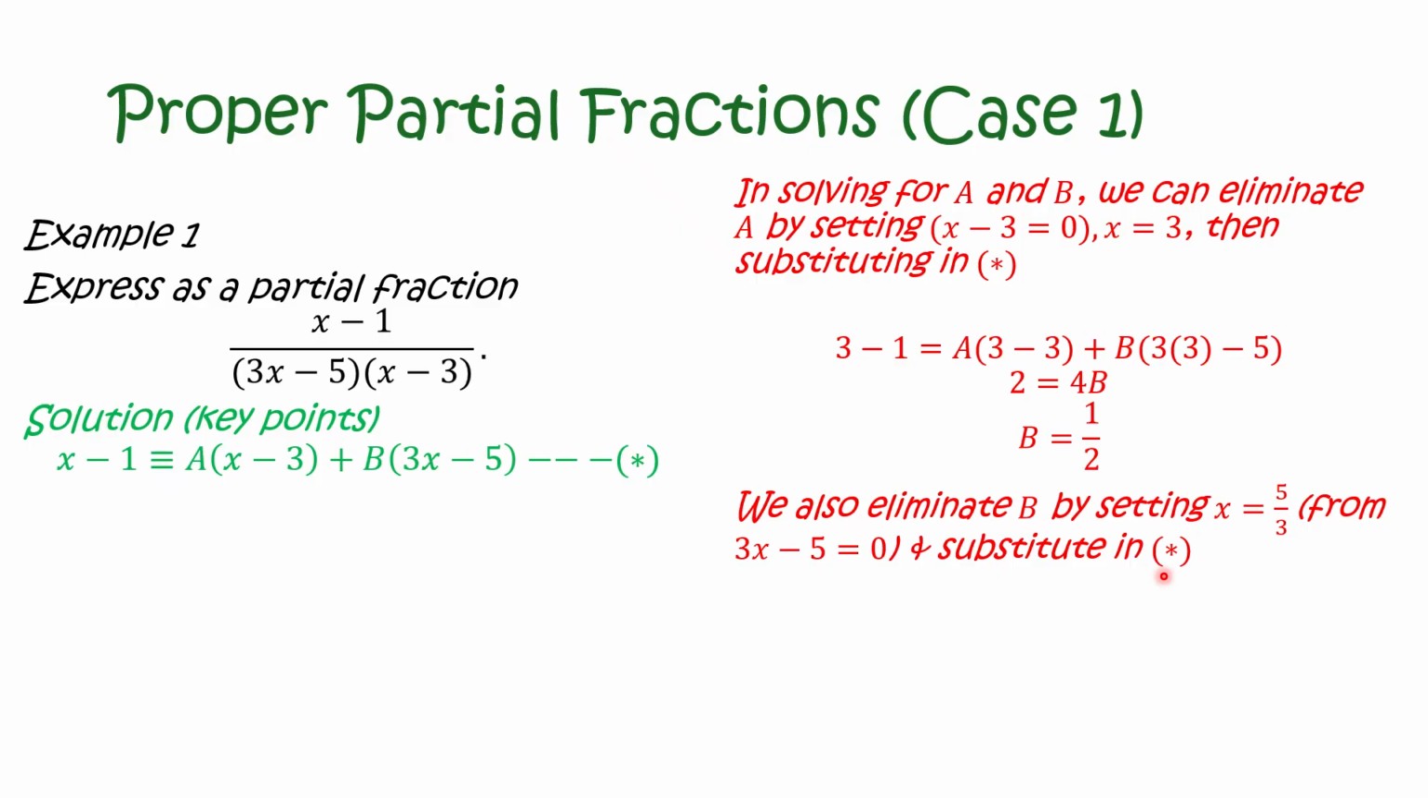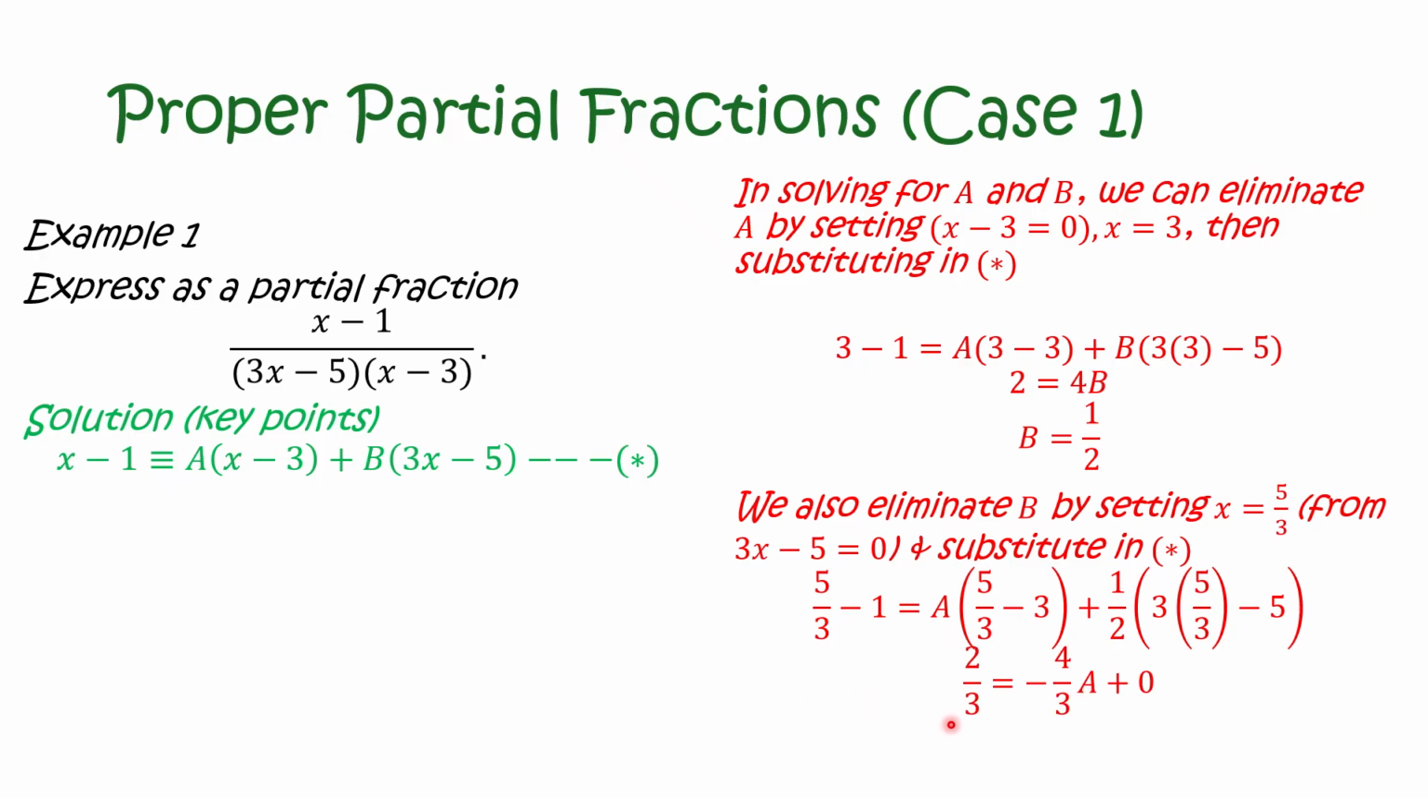Then we substitute this value into equation star. When we do that, we are going to have that bit over there, and it's clear to see that our B is eliminated, so that we have 2 over 3 is equal to minus 4 over 3 A, so that our A comes out as minus 1 over 2.